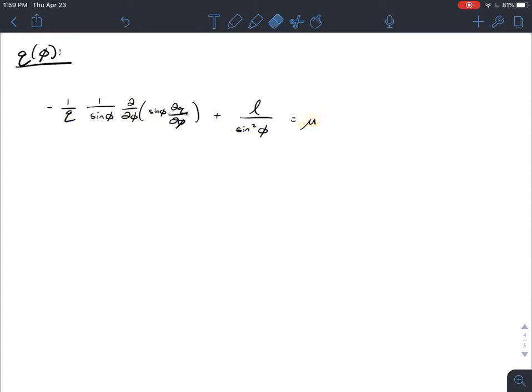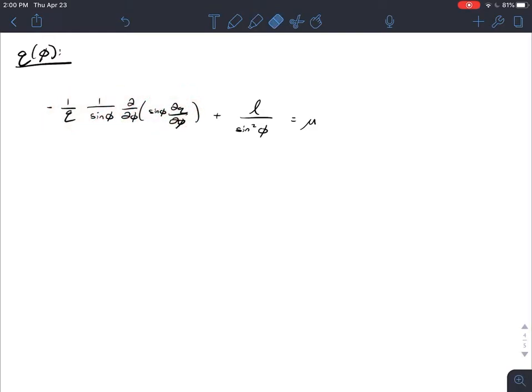So this is obviously something you probably have not seen before. It's a bit of a weird one, to say the least. But what we're going to do is move, I'm going to highlight this, we're going to move this term to the right-hand side.